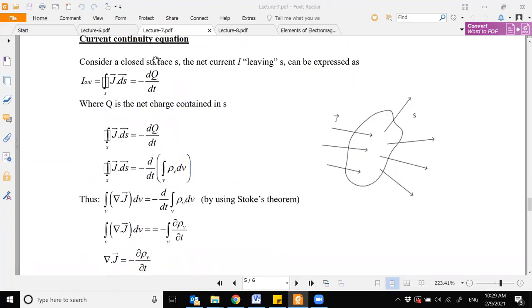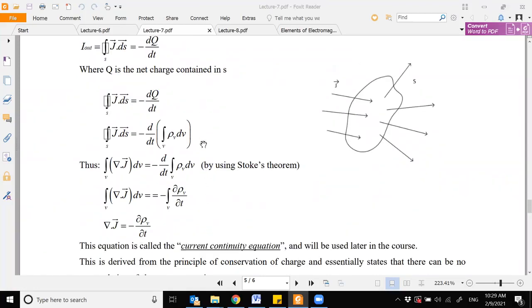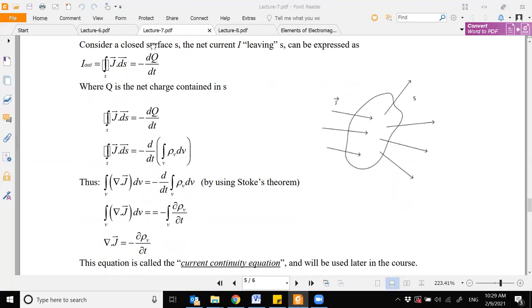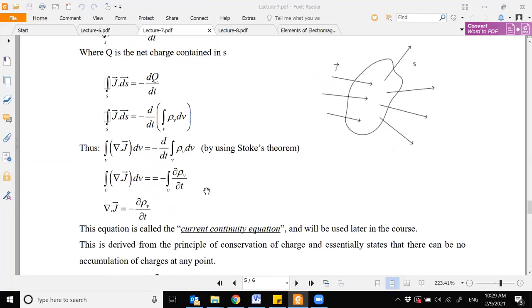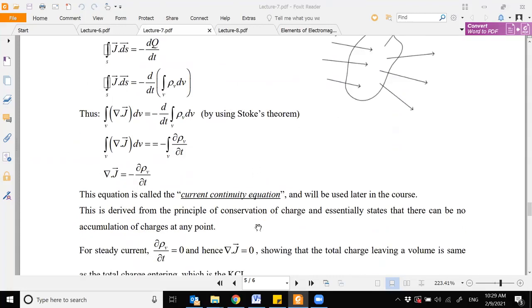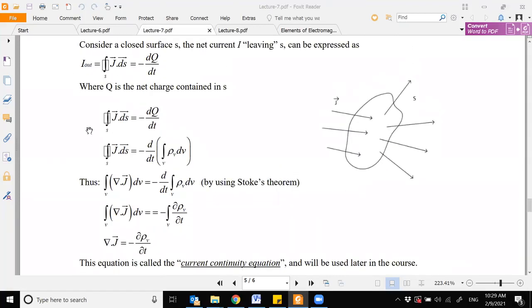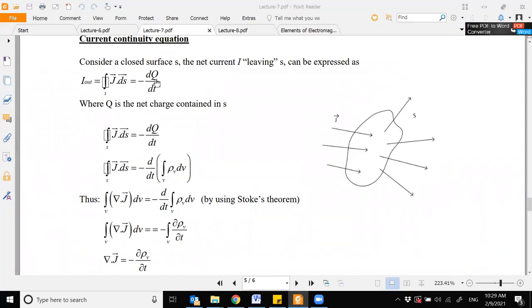So let's look at this small bit. It's not a derivation. We are just trying to represent Q with other terms, and let's think about it a little bit more. So this is my minus dq over dt, where what is this Q? Q is the net charge which is contained in S. So Q is nothing but the charge which is inside that spherical shell.